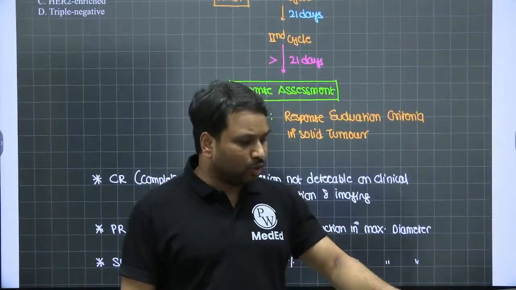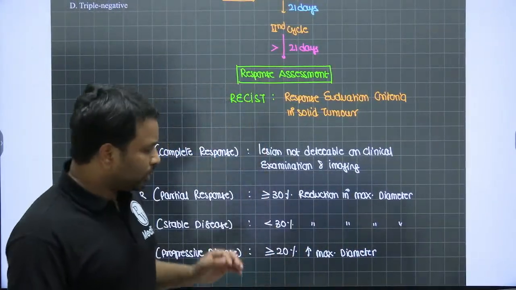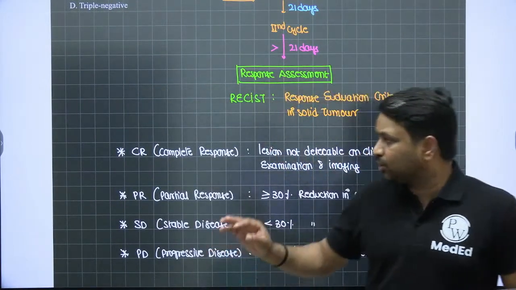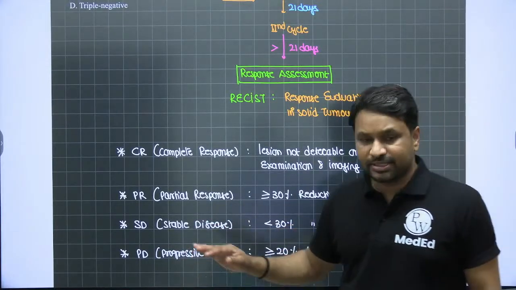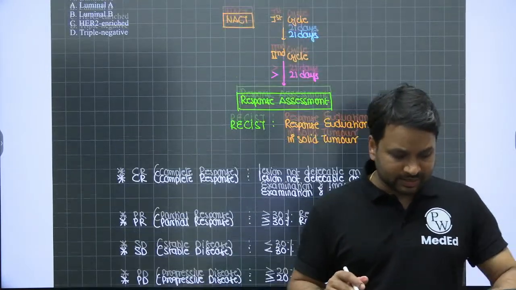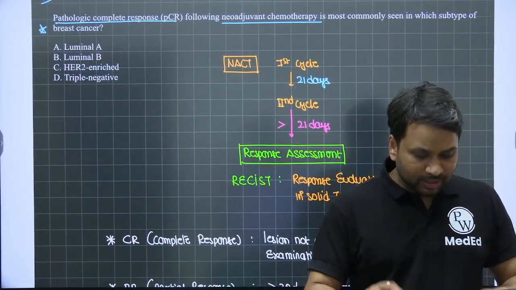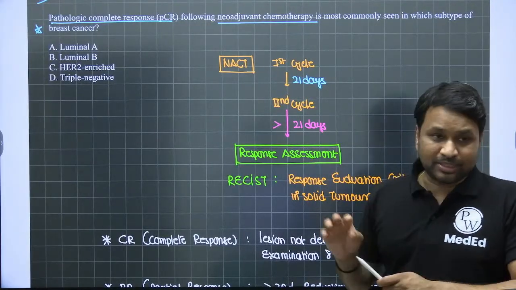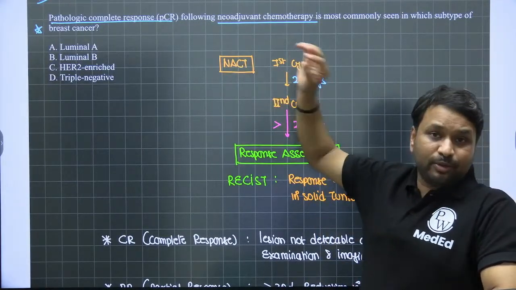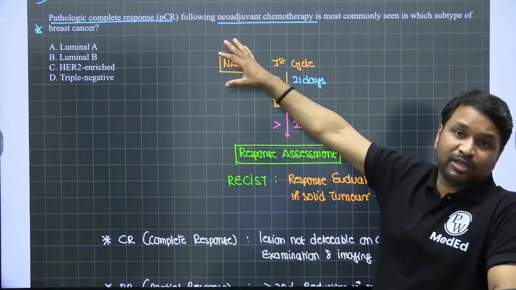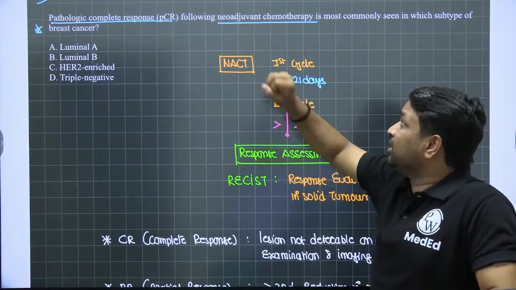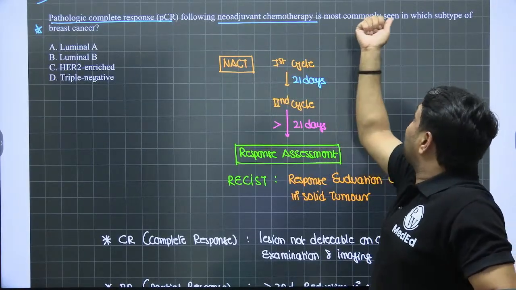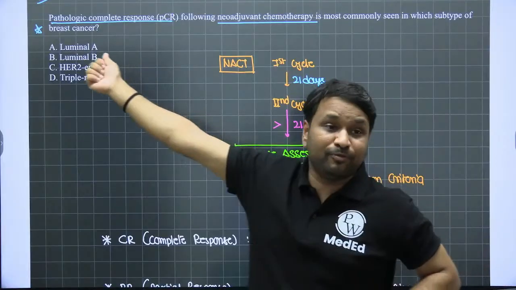Okay, so now we have a clear understanding. What do you mean by a complete response? What do you mean by partial response? What is a stable disease? And what is a progressive disease? Now the question is pathological complete response. That means after giving neoadjuvant chemotherapy, it is non-detectable clinically as well as on imaging. Following neoadjuvant chemotherapy, it is most commonly seen in which subtype of breast cancer?